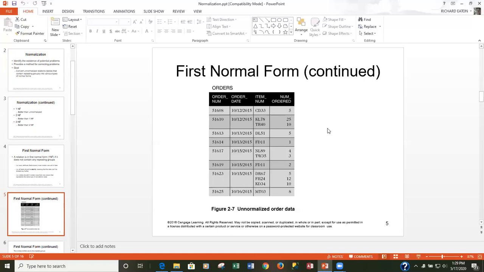So what we have here is more than one value in a single field. And that is a normalization rule. We have to deal with that. Here's another one down here where there are 3 items on this particular order. And so how do we deal with that?